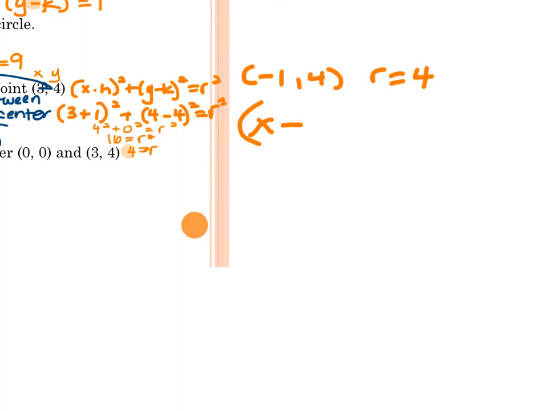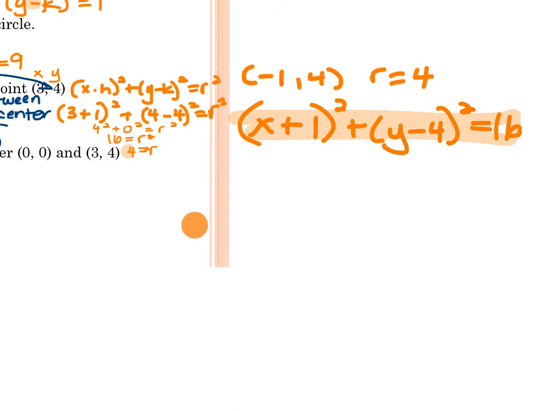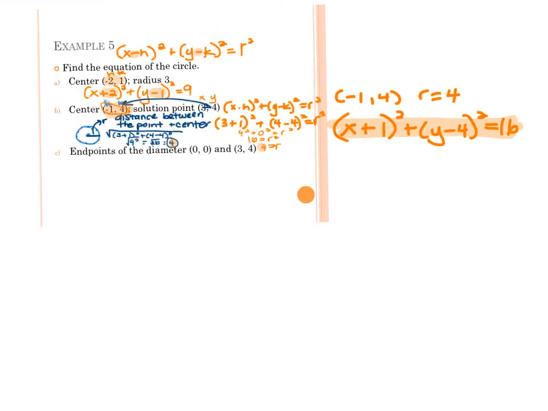So I'd get x minus -1, which becomes x plus 1 squared, plus y minus 4 squared equals radius squared, which is 16. And that's the equation of that circle. Okay, and then the last one, this time says endpoints of the diameter. So in this case, we don't have either the center or the radius. And again, there's multiple ways to do this.